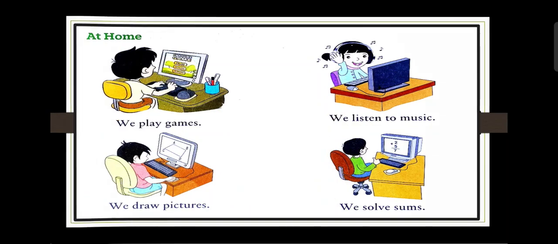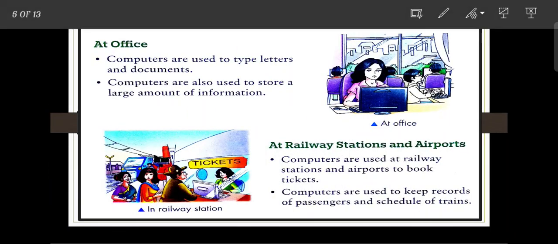Okay, next is at office. So the computers are used to type letters and documents at office. Next, computers are also used to store large amounts of information. We all know that computer is an electronic machine and it can store a huge amount of data. So in office the computer is also used to store a large amount of data or information.